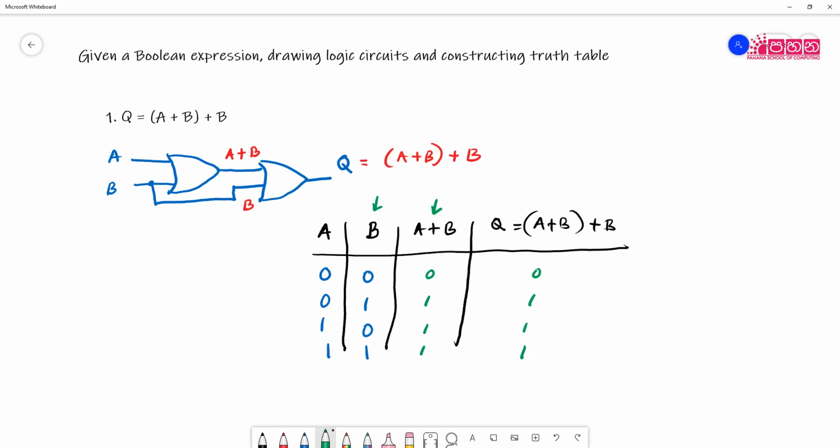So in a way, you see Q is equal to A plus B plus B. Irrespective of what B is, the final answer is the same as A plus B. So instead of this circuit, you could keep only A plus B because you are getting the same answer.